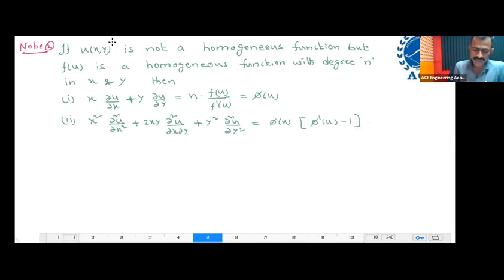Directly, the given function u is not a homogeneous function, but a function of u is. If you add u as a variable in the function, then such a function is a homogeneous function. Then we can add the two results like this only. Example like this.